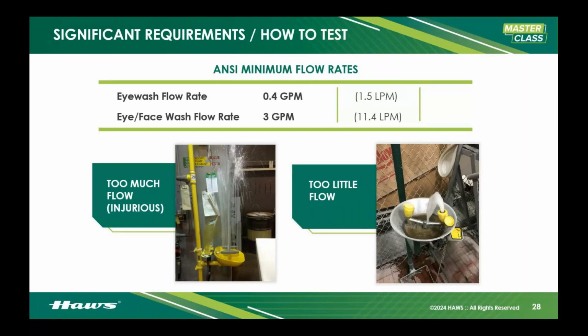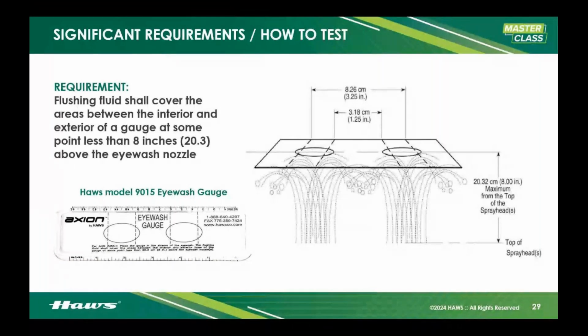Watch out for simultaneous operation between the heads and the issues that arise from those when you're not providing enough water or you have contaminants that are blocking the flow. Now, the way that we measure this, the tool we have to use to ensure that the equipment is providing water that is going to hit both eyes and is going to be useful to the user, is the eye wash gauge.